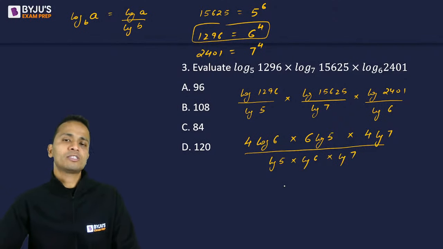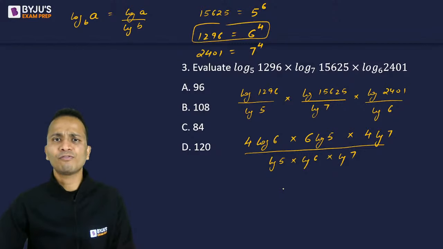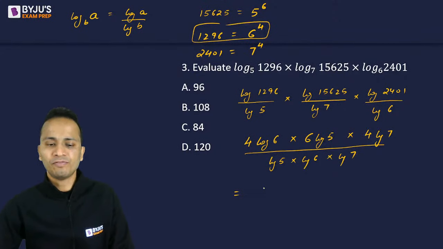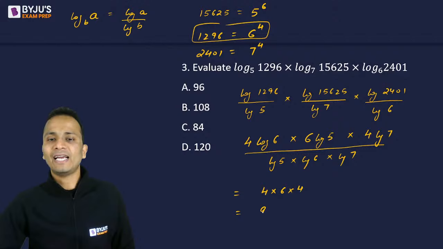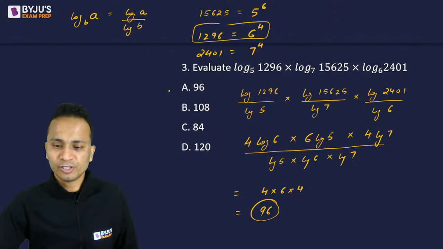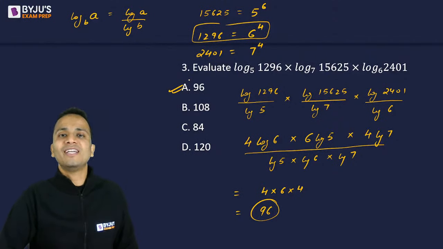So log 5, log 6, and log 7 will cancel from numerator and denominator. And finally, you will be left with 4 into 6 into 4. So 4 into 6 is 24, 24 into 4 is 96. So the correct answer for this question will be option A.